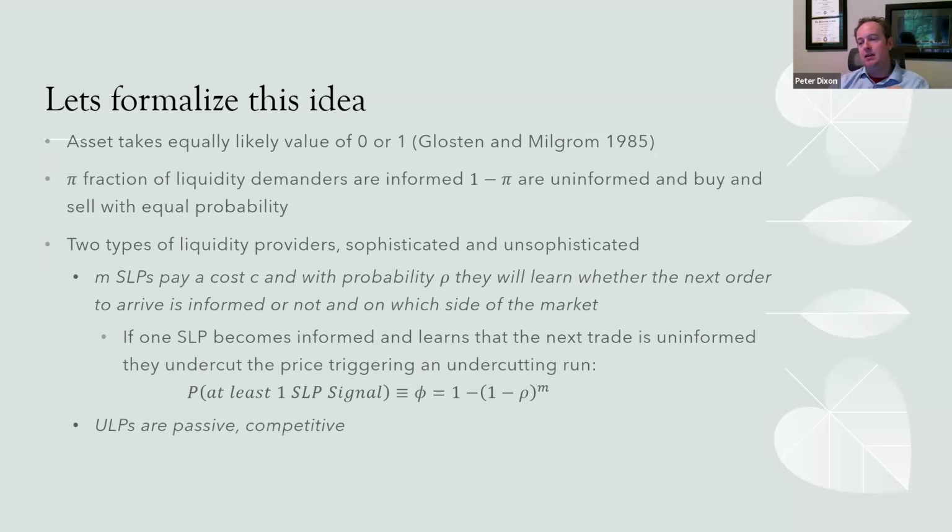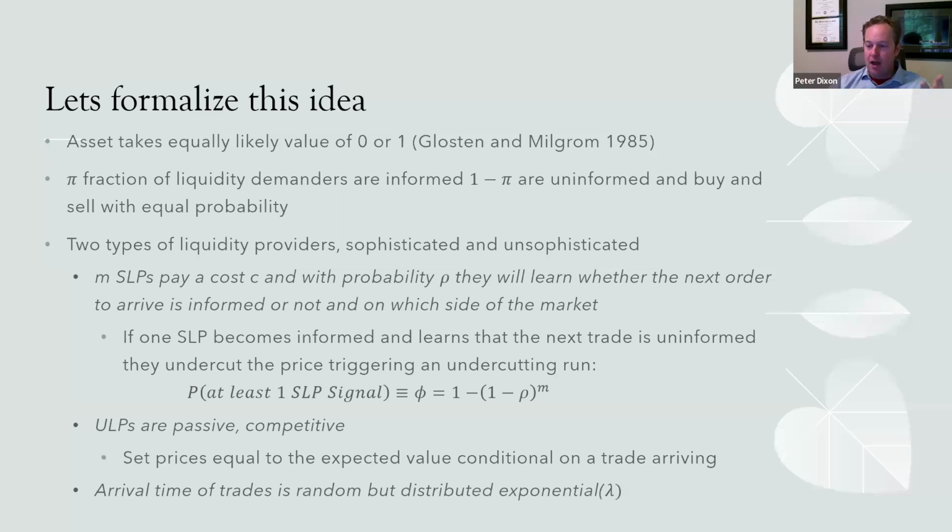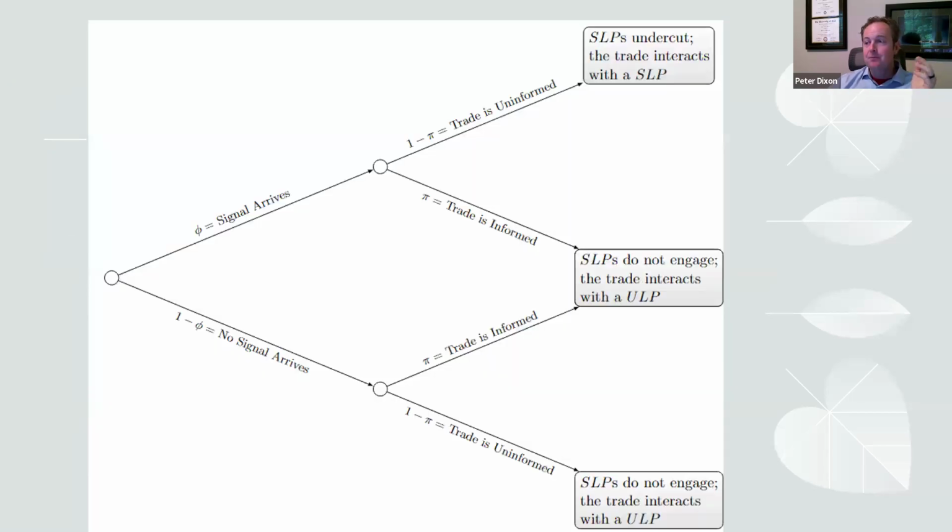And the unsophisticated liquidity providers are passive and competitive, and they're going to be the ones who set the prices equal to the expected value conditional on a trade arriving. The arrival time of trades is random, but is distributed exponential with parameter lambda. So it's a very simple setup. And this decision tree basically describes the model.